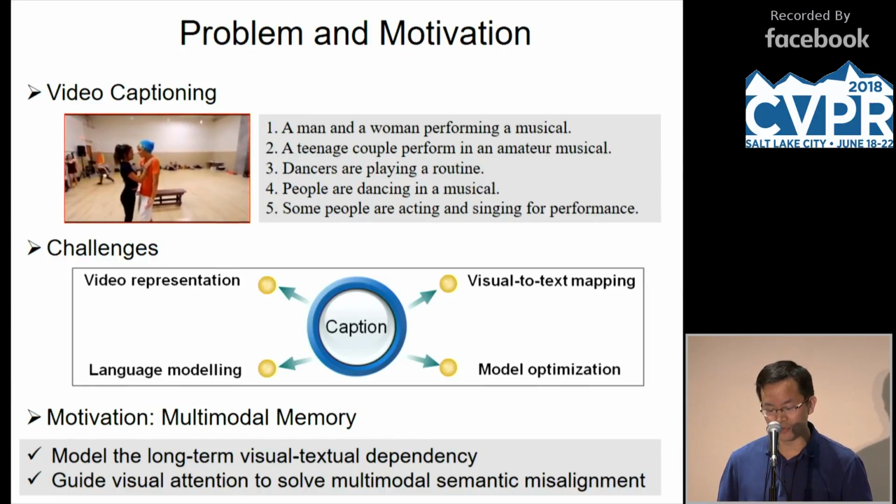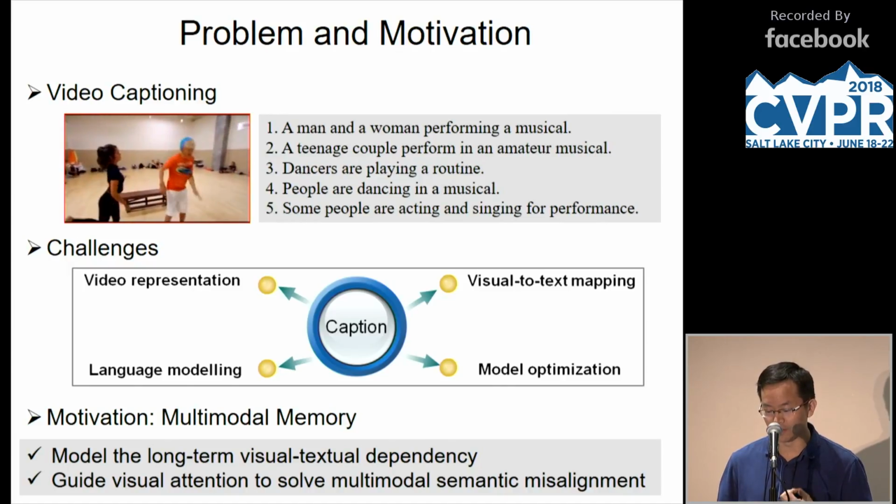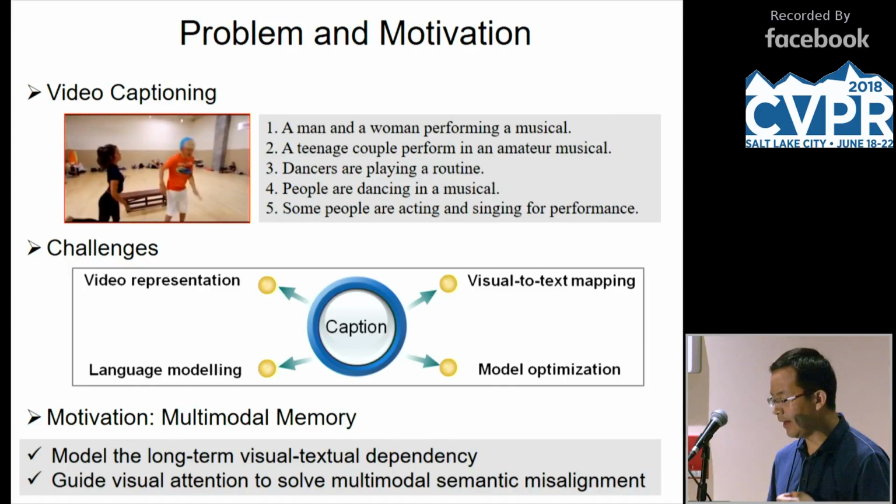The first is to learn compact and informative video representation. The second is about how to build a powerful language model. The third is to learn efficient semantic mapping between video and text. The last is to build a proper optimization algorithm to ensure that the training objective is consistent with human evaluation.